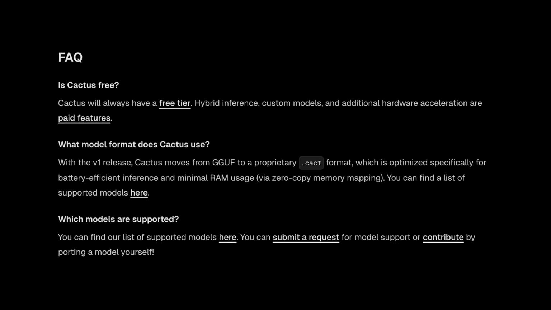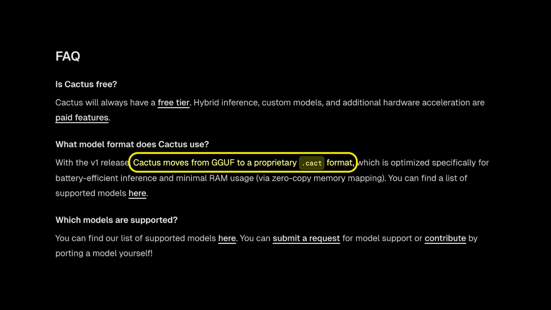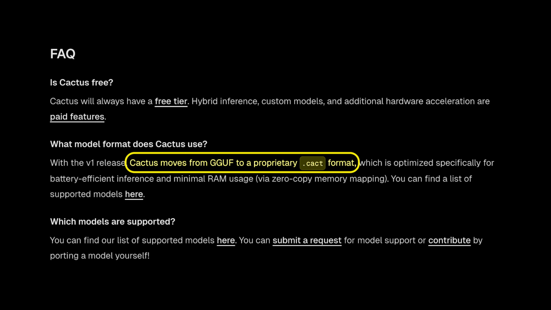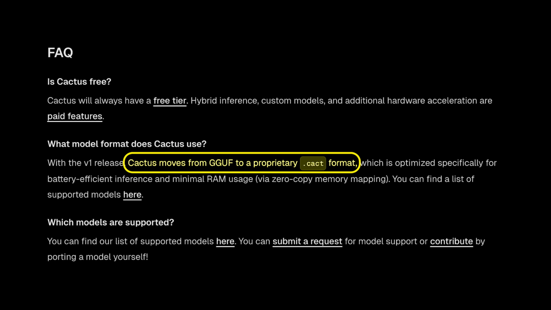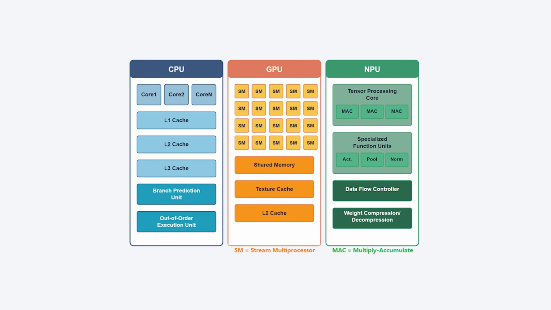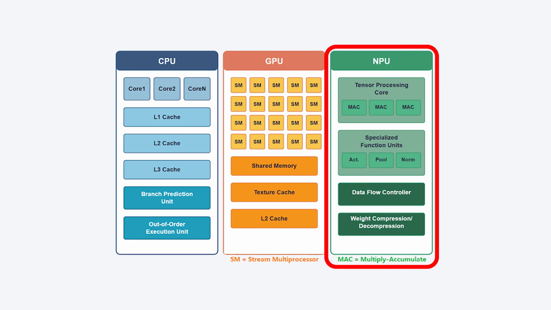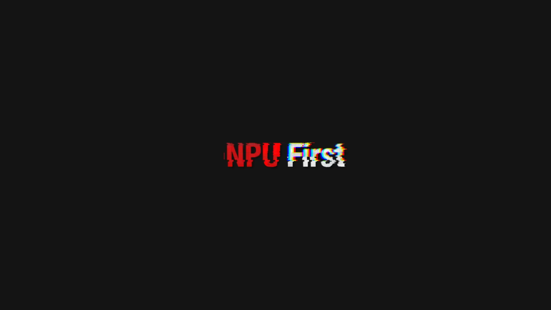And to achieve this, they've even transitioned away from the traditional gguf format and have their own proprietary .cact format that allows this mapping to be effective on edge devices. But the real heavy lifting happens in the NPU, or the neural processing unit. While most local engines default to the GPU, Cactus is built to be NPU-first.